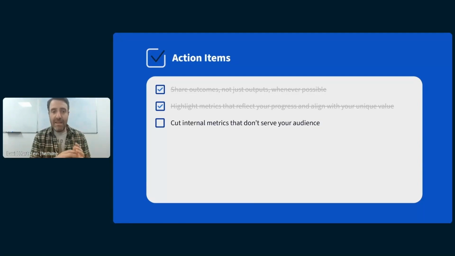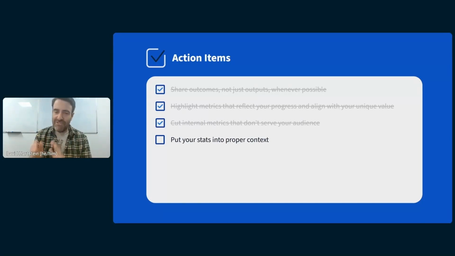And if you can't, or don't have anything else to replace them with, at least put your stats into proper context. Unless your stats speak completely for themselves, putting them into some sort of context is going to be really important for visitors. We want them to walk away with an understanding of how you make a difference. And so giving them the context to understand what you're sharing is a really key part of that.